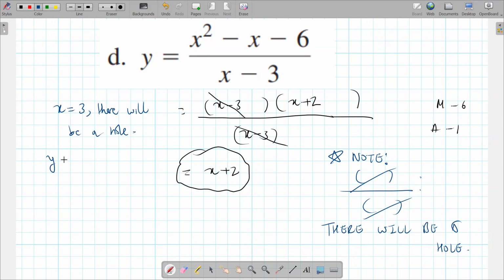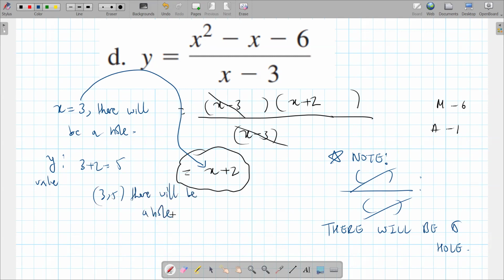And for the y value of that hole, you want to plug this x value into whatever function you have left. So the y value of that hole is going to be 3 plus 2 equals 5. So at (3, 5), there will be a hole. So what does this curve look like?